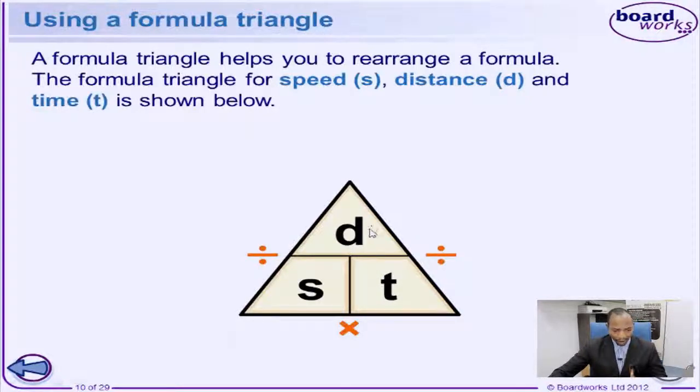Distance will therefore be speed multiplied by time. So distance, from this triangle formula, is speed multiplied by time. What if we ask you to calculate time? We give you the distance and we give you the speed. In this case, it will be distance divided by speed. If you're looking for time, it is distance divided by speed.